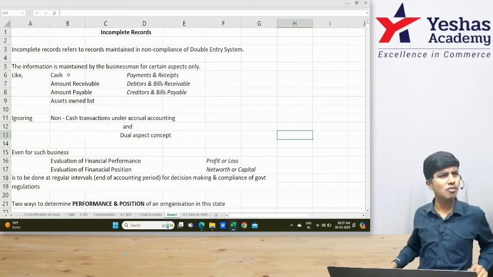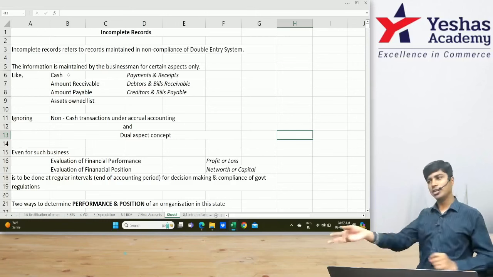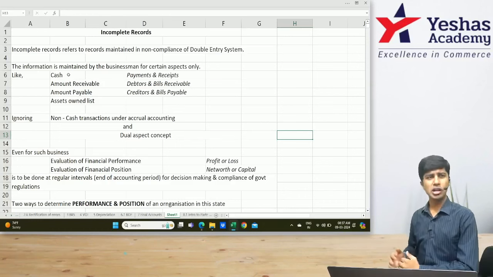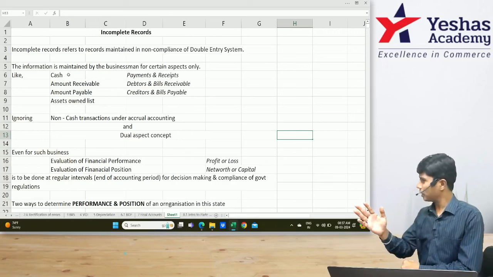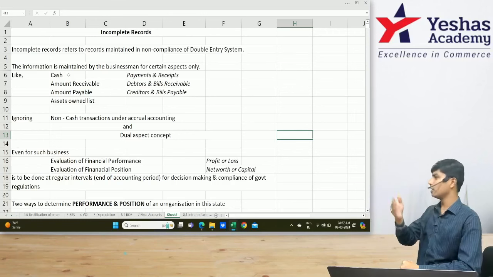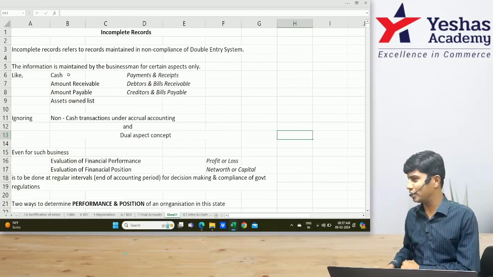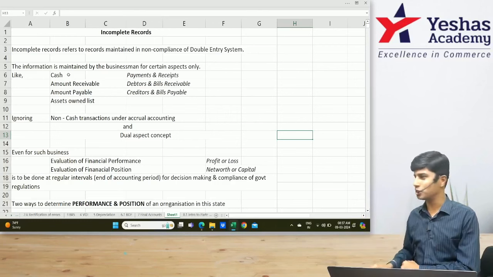So you understood the base of what we're going to do. Now you tell me, the client comes to you, you tell him, okay sir, you would have to prepare P&L account to file income tax return. To prepare P&L account, you should have trial balance. To prepare trial balance, you should have ledger. To prepare ledger, you should have journal. To prepare journal, you need to identify transactions.